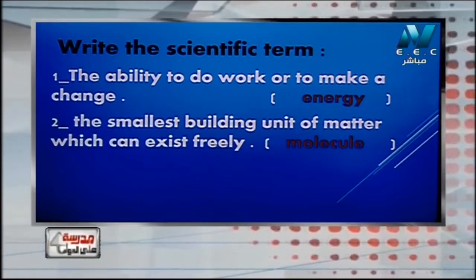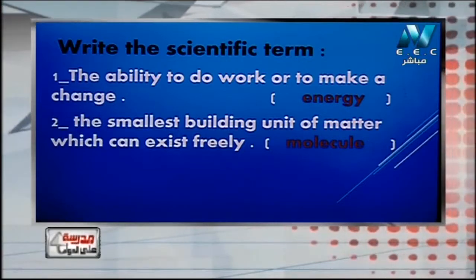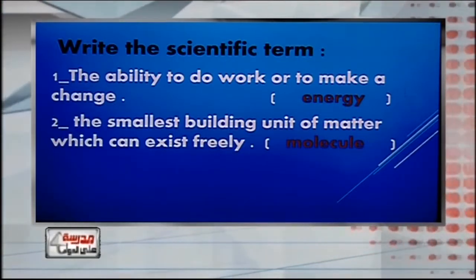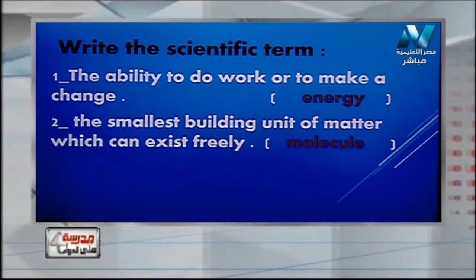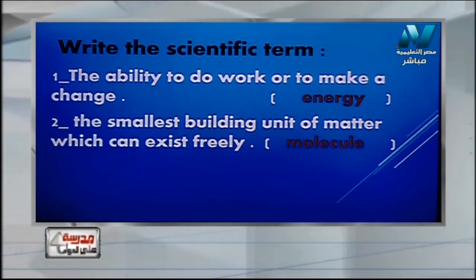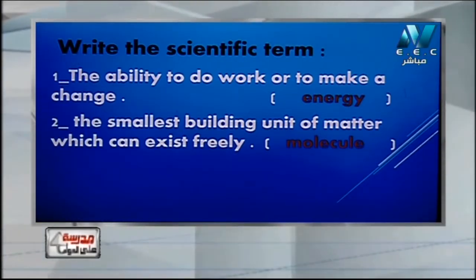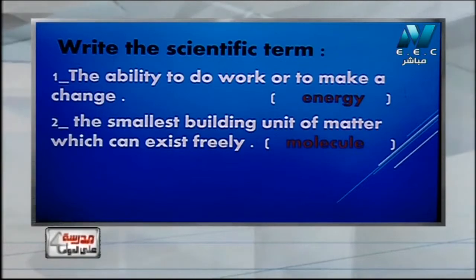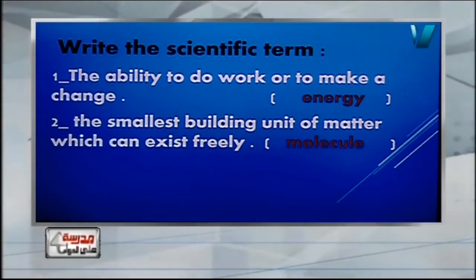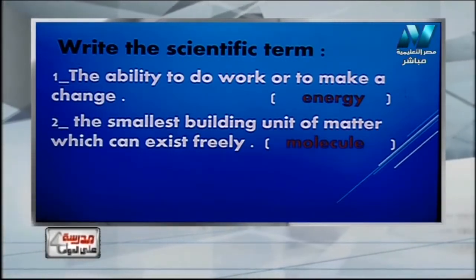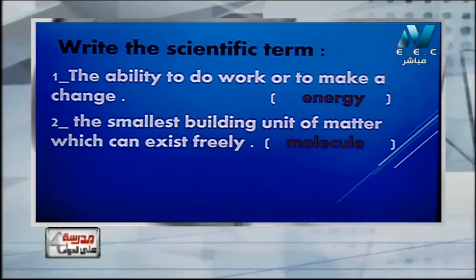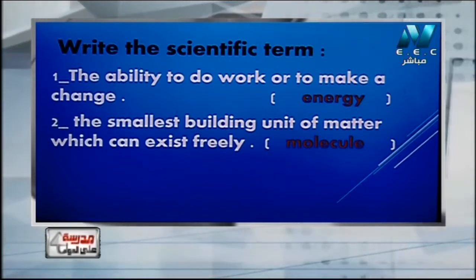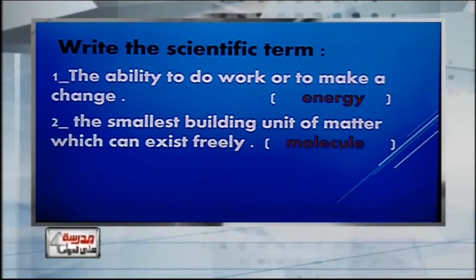Number two, the smallest building unit of matter which can exist freely. We have two smallest building units of matter. The smallest building unit of matter which can exist freely is the molecule. But the smallest building unit of matter which can't exist freely is the atom.